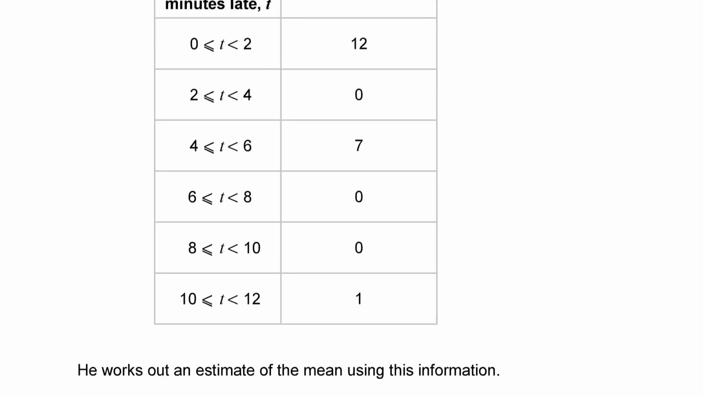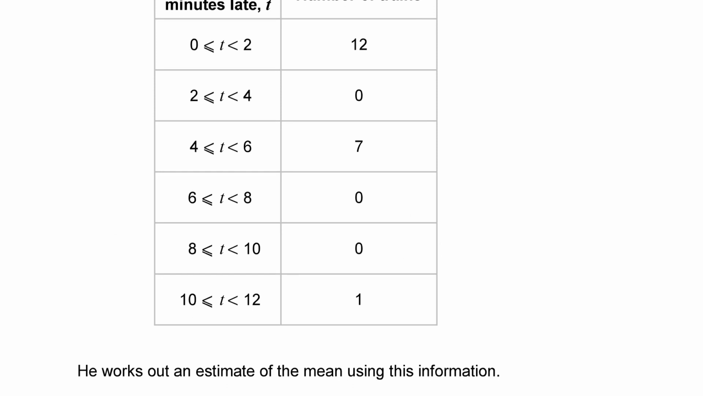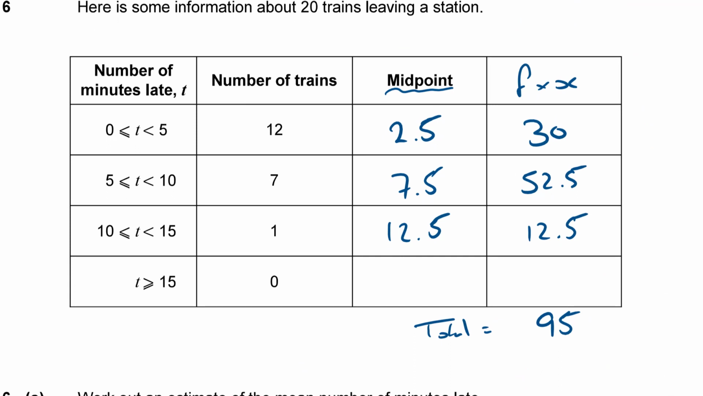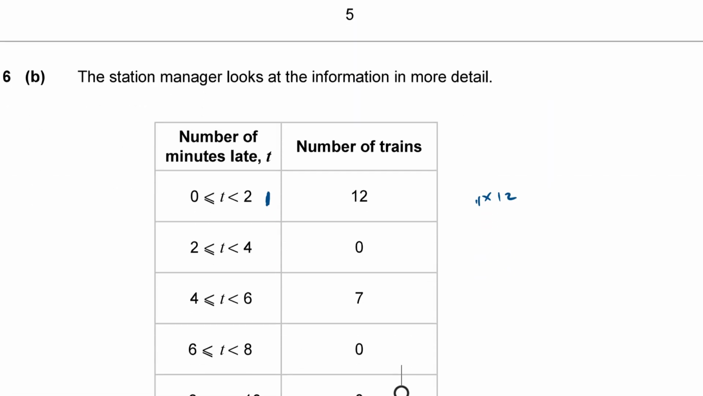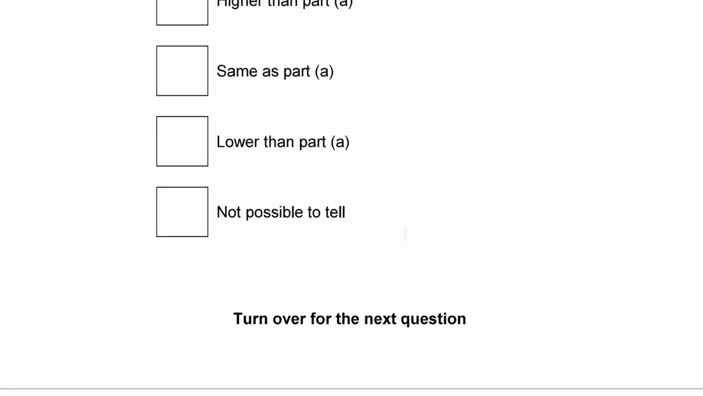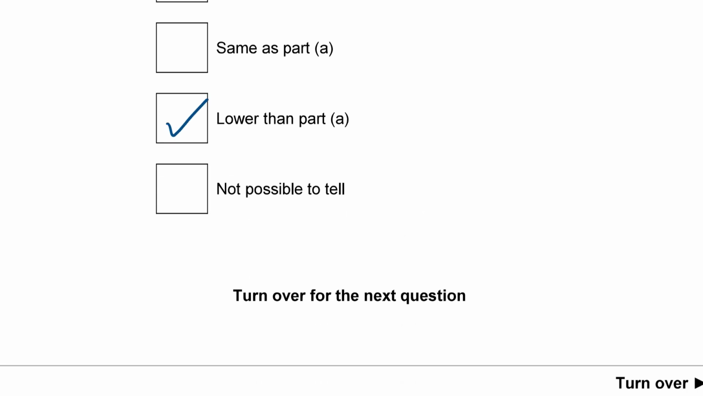Okay, so if I look at our new data, I've got 12 trains, which is the vast majority of them, that before I thought were in the category 0 to 5, and now I've worked out in the category 0 to 2. So these are going to have a mid-value of about 1, aren't they? Giving me 1 times 12 there. And then the second category up here, I thought I had 7 trains that were in between 5 and 10 minutes late, give me a midpoint of 7.5. Now I see that those 7 trains are actually between 4 and 6, and the midpoint of those is going to be 5, which is again going to be shorter time than what I was using previously. And again, 10 to 12 is going to have a mid value of 11, whereas before I was using a mid value of 12.5. So it's going to give me a lower score, isn't it? Because I'm using lower midpoint values now.